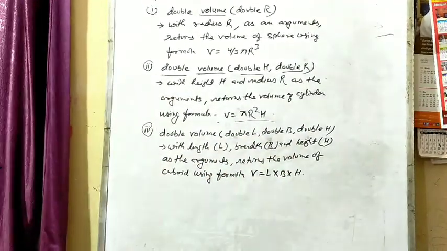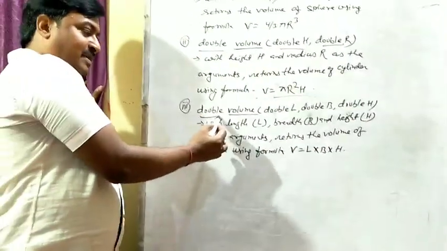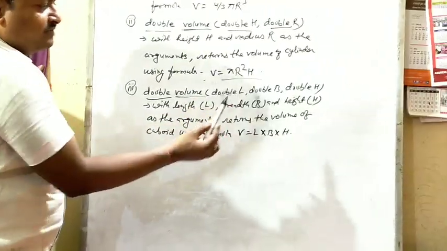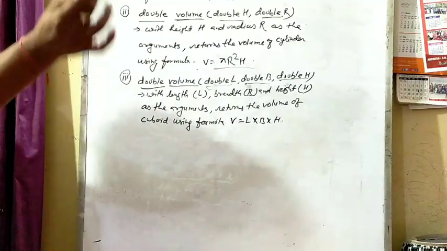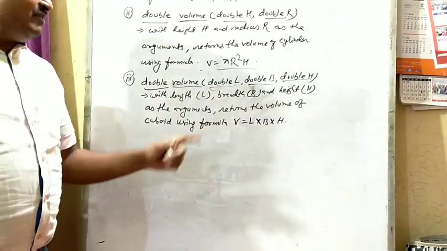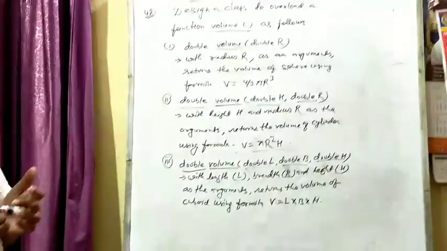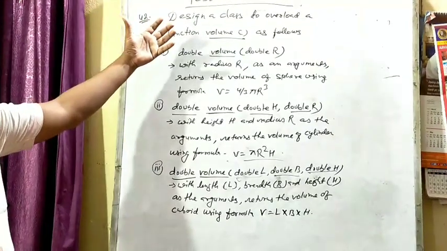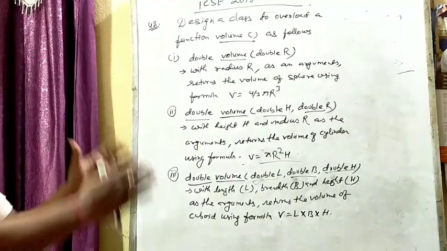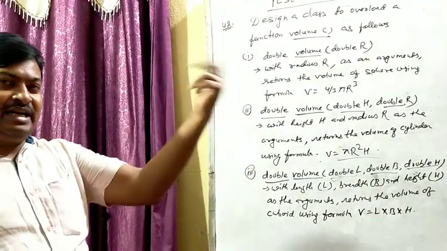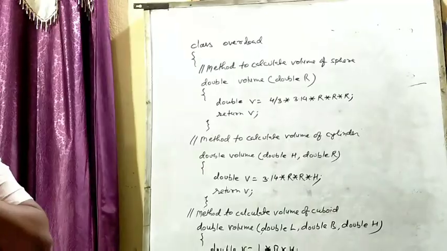Third time the function name is volume. The return type is double. This time this function will accept three values, double L, double B and double h, meaning length, breadth and height of a cuboid, and returns the volume of the cuboid using the formula V equal to length into breadth into height. See, almost 60 to 70% of things are given in the question. You only have to arrange it in your answer sheet and you will get 15 out of 15. Okay, you see the solution.